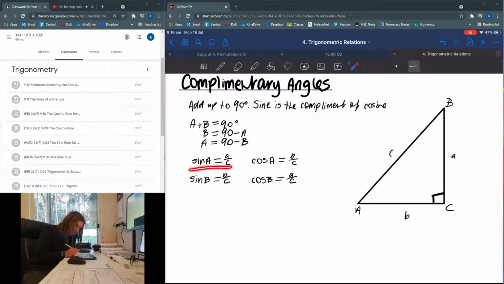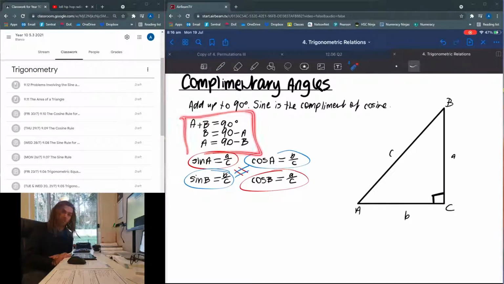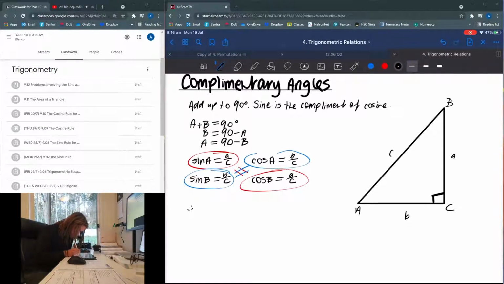So look at this, sine A and cos B, they're actually the same. And sine B and cos A, they're also the same. That's not a coincidence. So these two are equal to each other, and these two are also equal to each other. So that's not a coincidence at all. And it's got to do with the fact that they are the complement of each other. So I'm going to keep going. Therefore, sine A is equal to cos B. That makes sense, doesn't it? So sine A is equal to cos B. They're both A over C.